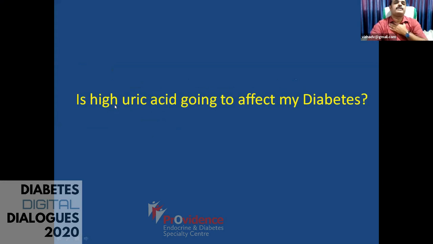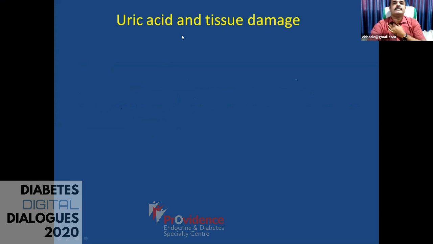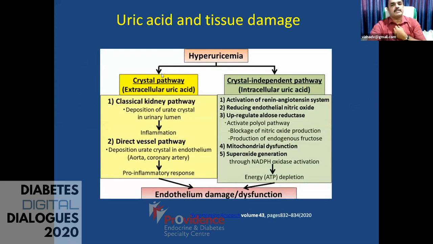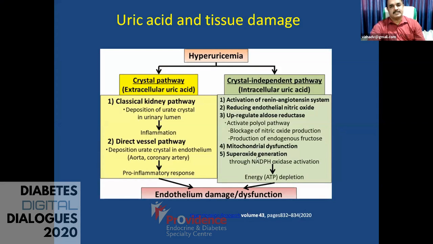Now, the next question the patient can have is, is the high uric acid going to affect my diabetes status? Uric acid is a well-known initiator of tissue damage. It acts both through a crystal-dependent pathway, because formation of crystals in the setting of hyperuricemia can lead to vessel damage. In addition, through a crystal-independent pathway, by influencing biochemical reactions and increasing generation of superoxides and oxidative stress, it can cause endothelial damage and dysfunction.